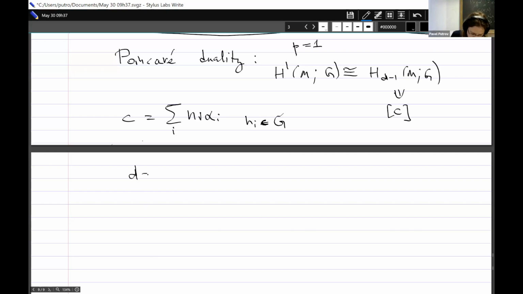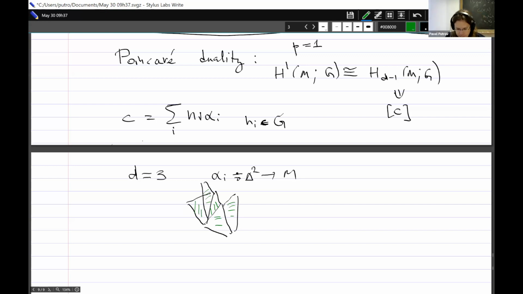So in order to draw a picture, let's assume that d equals 3. So these alphas are maps from a 2-simplex to M. So we have a network of some sort of triangles. The way we understood Poincare duality before, it works in the following way.